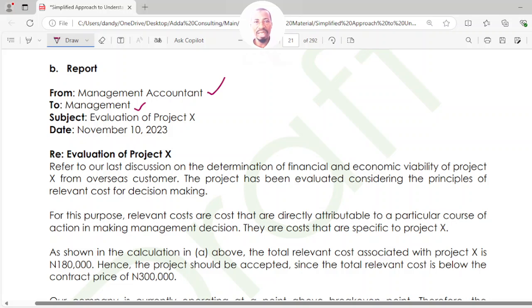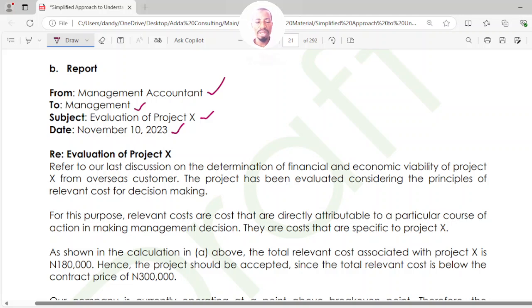It could be anything. It could be analysis of project X. It could just be project X. It could be evaluation of project X, like you have it there. Whatever you call it, what is important is that you indicate a subject when you are writing a memo. Of course, you also need to indicate the date of your memo. Your memo must be dated. Just put any date, whatever date you have, and you are good to go. If you like, put a future date or past date. What is important is that you indicate a date in your memo.